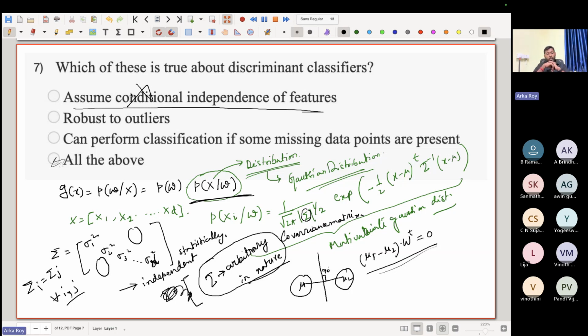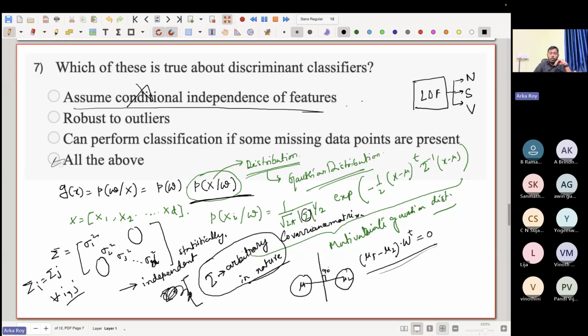Let us now move to the third condition. Can it perform classification if some missing data points are present? So think about a situation. Let's say you have trained your model, a linear discriminant function, so let's say LDF, and you have three classes. In the last class in the Python demo we had three classes. One is normal ECG, one is supraventricular, which is a type of arrhythmia, and one is ventricular arrhythmia.